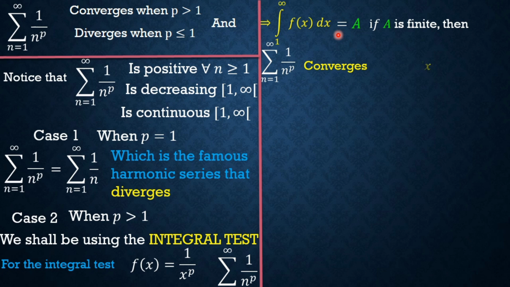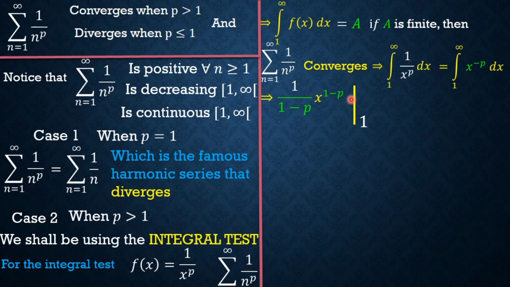All right, let's look at the integral from 1 to infinity of f of x, which is simply 1 over x raised to the power p dx. By our law of indices, we can express 1 over x raised to the power p as the integral from 1 to infinity of x raised to the power negative p. As you all know, this is a polynomial function for which we can just do the reverse power rule. That is, we add 1 to the power and divide by the new power. We are going to have 1 over 1 minus p times x raised to the power 1 minus p. The limits of integration will be going from 1 and ending at infinity. Great, that's what we have.